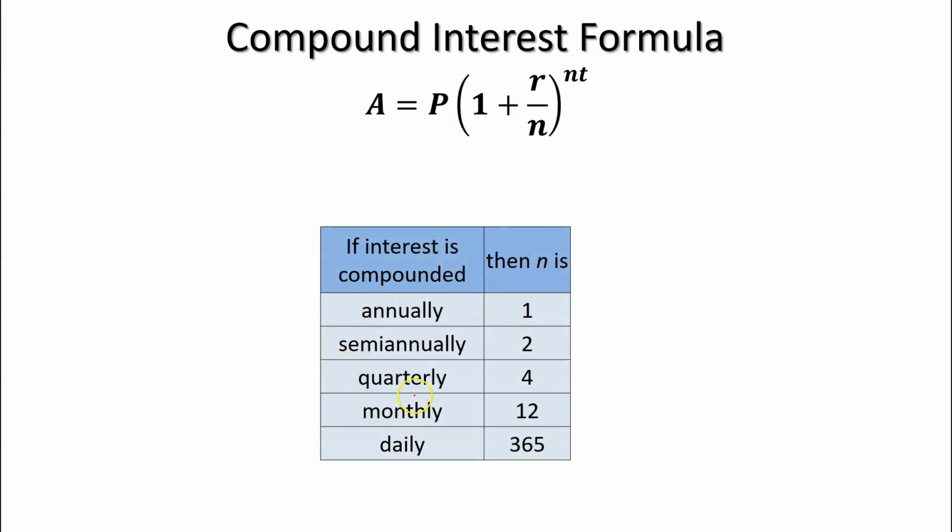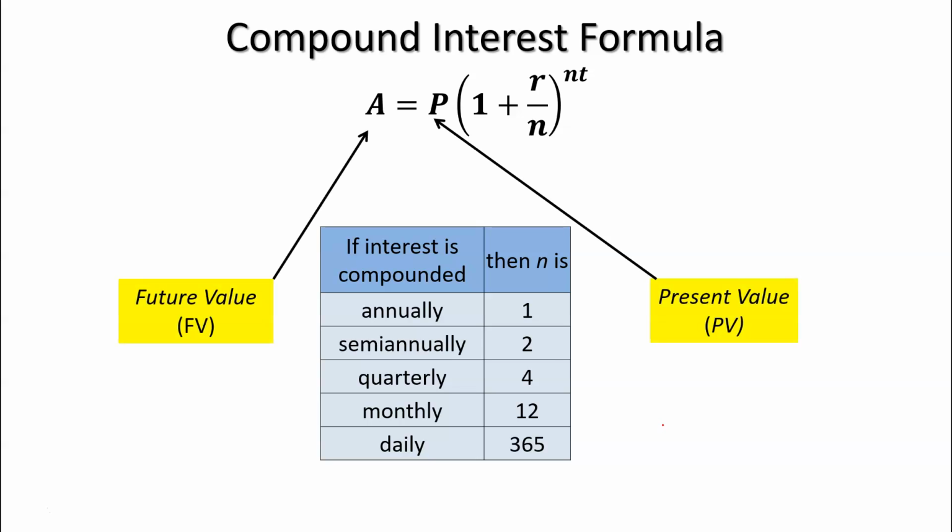Just a reminder real quick, annually is once, semi-annually is twice, quarterly is 4 times, monthly of course is 12, and daily, we're just going to use 365. I know if this was an astronomy class, we would use 365 and a quarter. But this is not an astronomy class, so we can round it. It's really not going to make that much of a difference when you're talking about compounding that many times in a day.